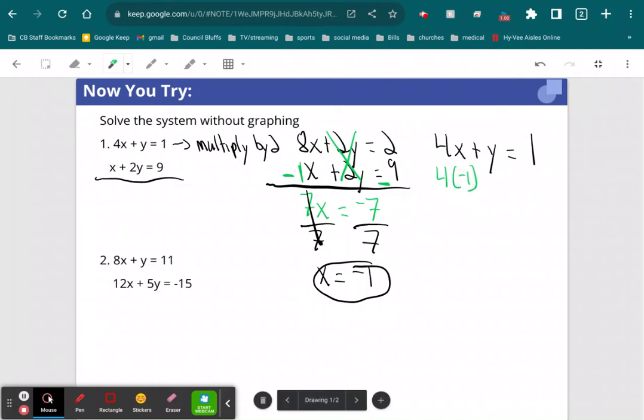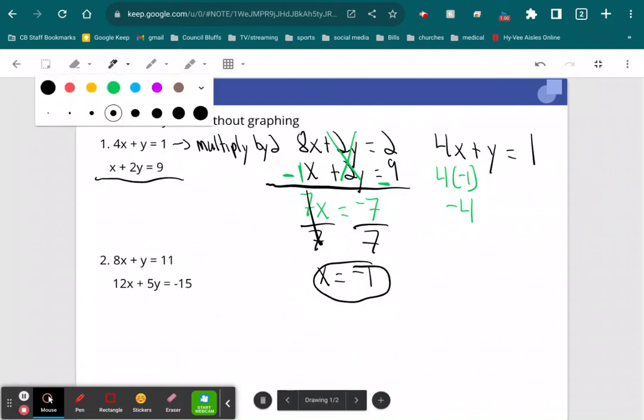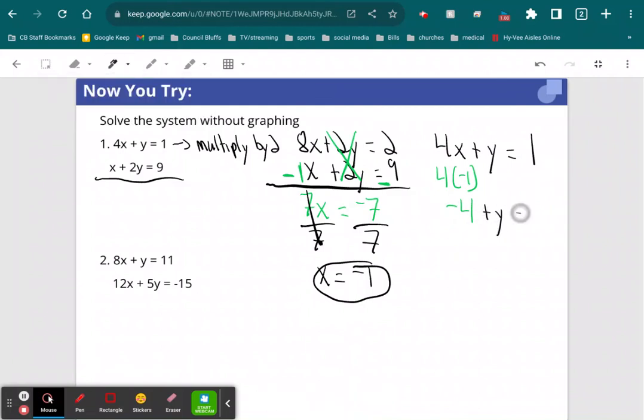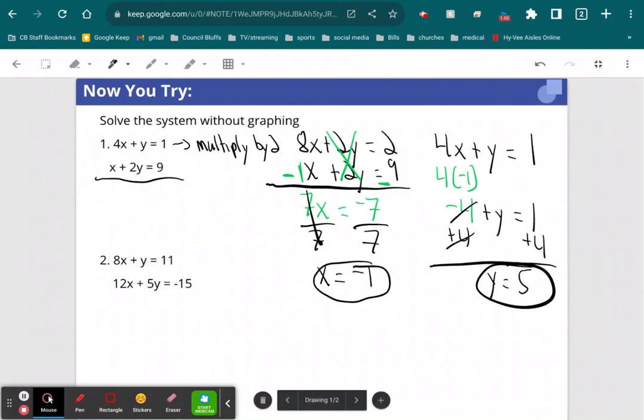Well, 4 times negative 1 is negative 4, and I'm just going to drop everything else down. So negative 4 plus y equals 1. And I can finish this off by asking myself, negative 4 plus what number is 1? That's going to be 5. Or if I can't do that, I can add 4 to both sides and get y equals 5. So x equals negative 1 and y equals 5.